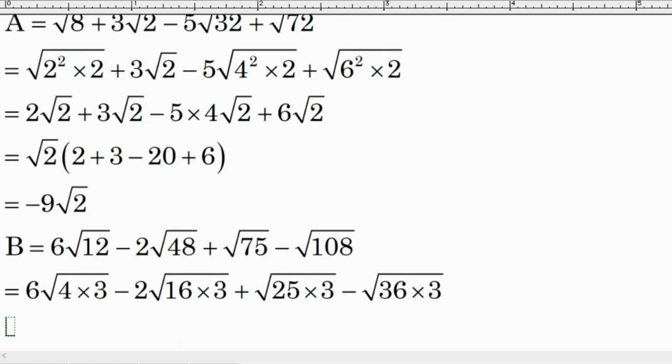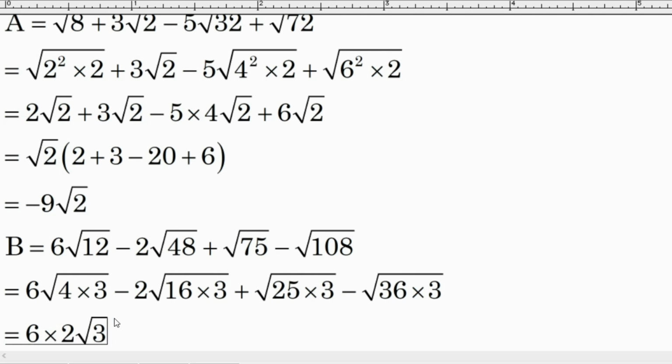Alright, so then equal to. So we have 6 here. As we already know, 4 is a perfect square. So it will give us 2 square root of 3 times 2 square root of 3.